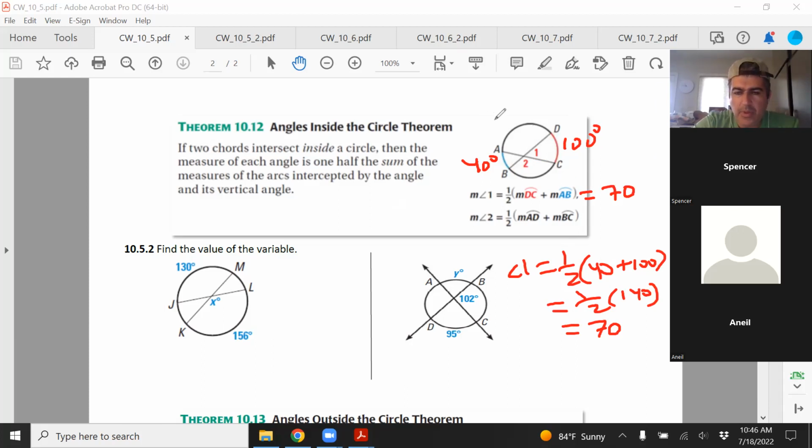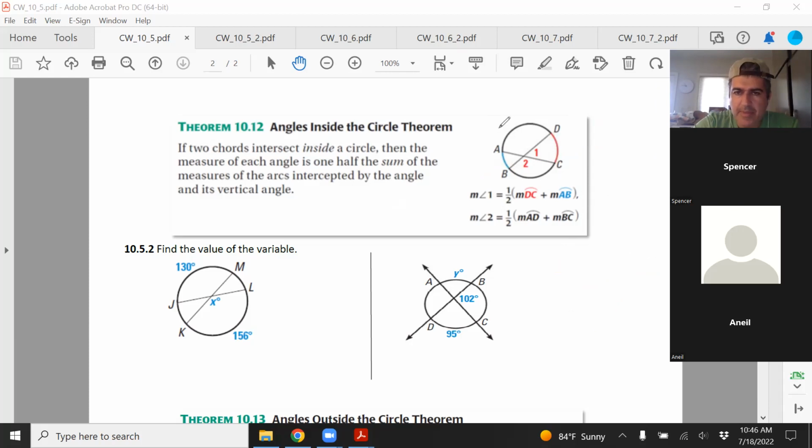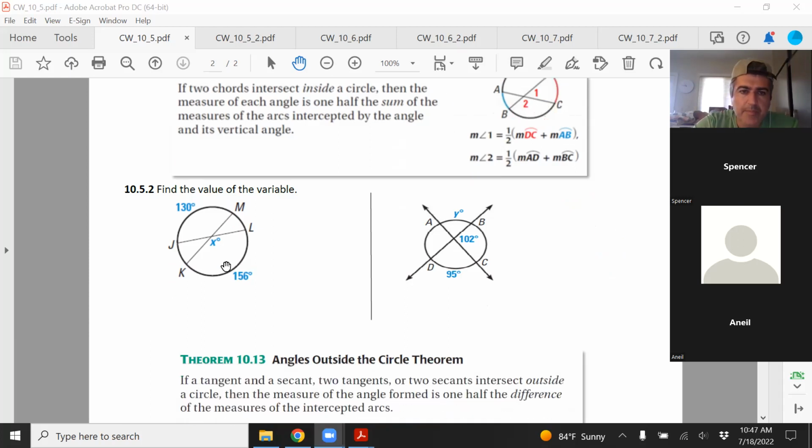And then say this were like 160, and say this were like 100, then angle 2 would be half of 100 plus 160, which would be 130 degrees, by the way. Because 100 plus 160 is 260, half of that is 130. And AD is obviously right here, and BC is right there. So that's all that's going on there.